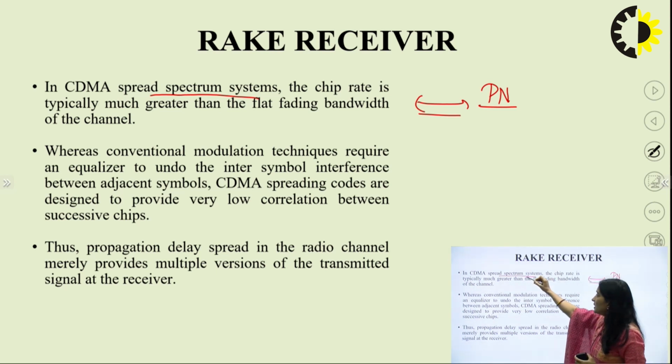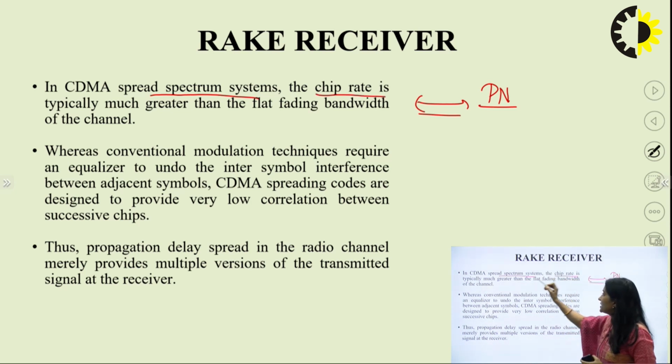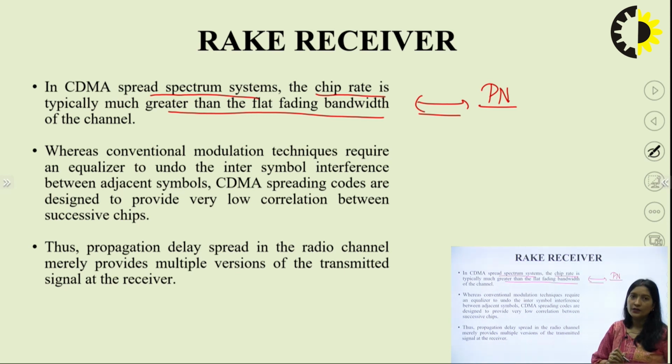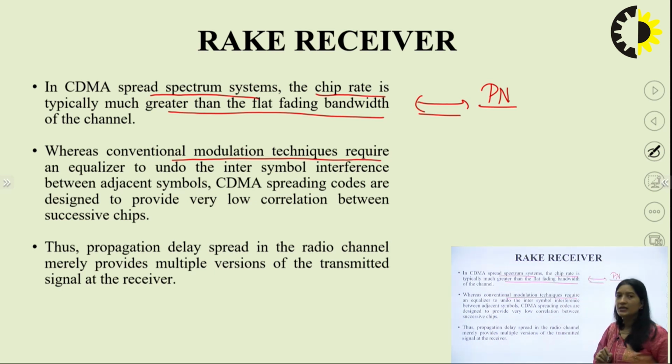Okay, so in spread spectrum system or code division multiple access, the chip rate is typically much greater than the flat fading bandwidth of the channel. Whereas conventional modulation techniques require an equalizer to undo the intersymbol interference between adjacent symbols.